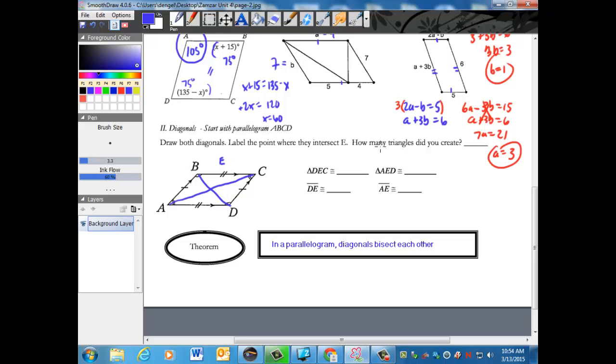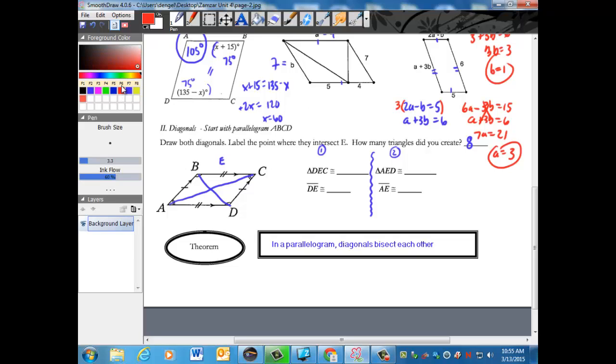All right, ask how many triangles did you create? Well, I see 1, 2, 3, 4 right off the bat, but then I see 5, 6, and then 7 and 8. So there's actually going to be 8 triangles, and that's hard to see, but they are there. All right, draw a squiggly line. We're going to do this in steps. So we're going to do this first. We're going to do this problem second.